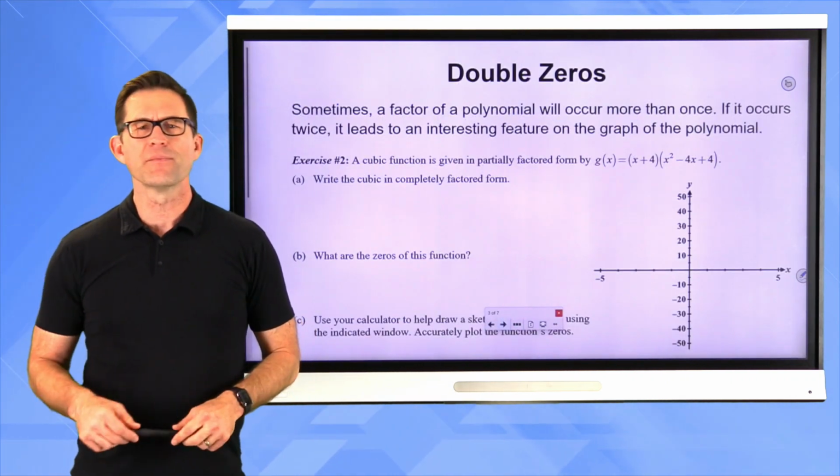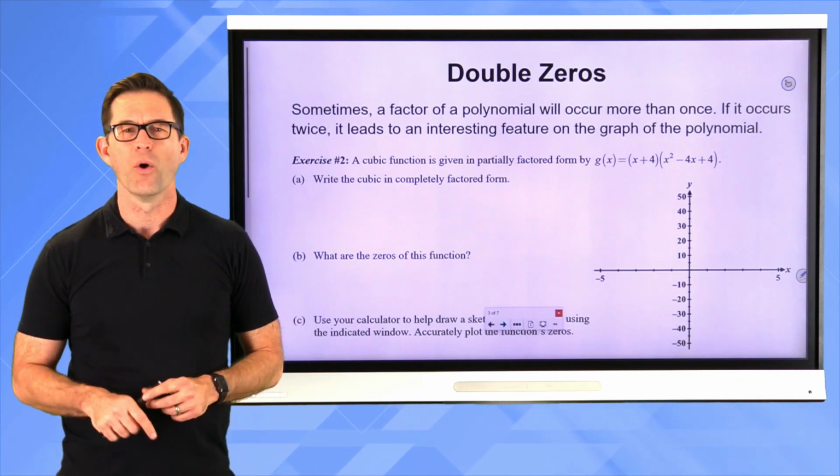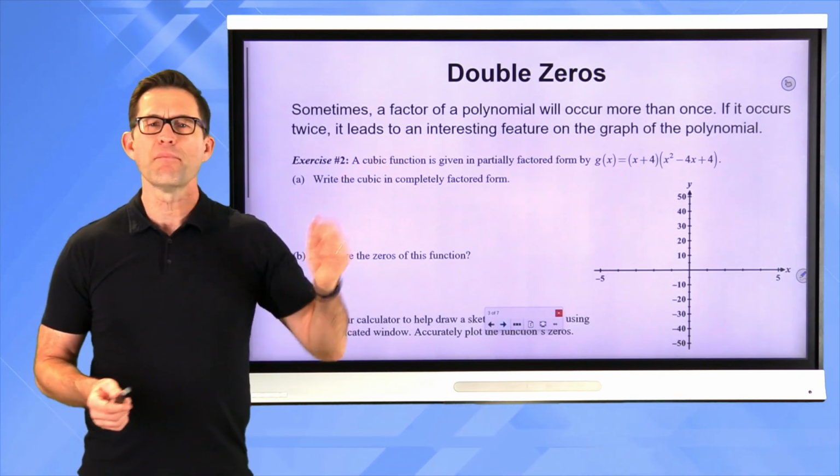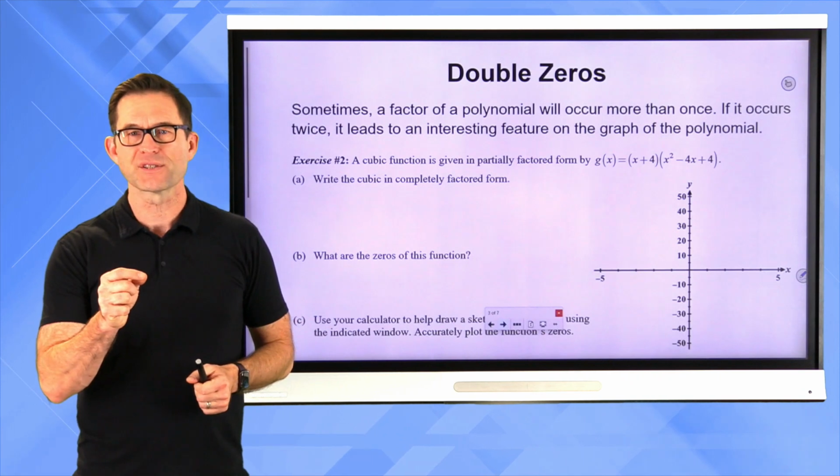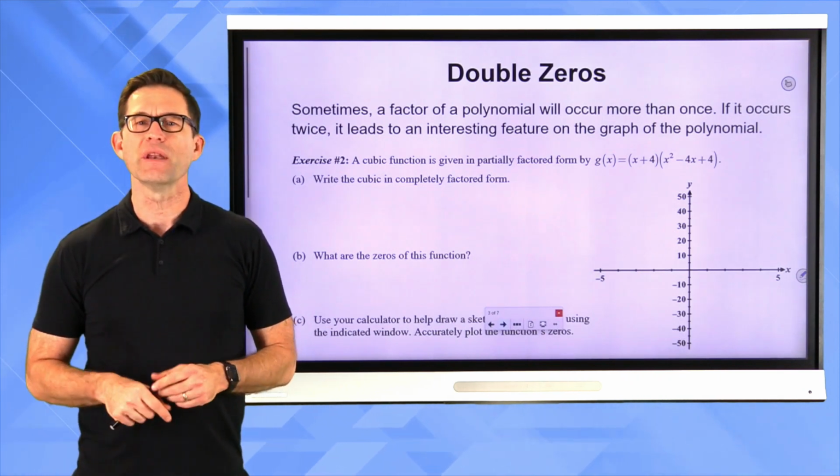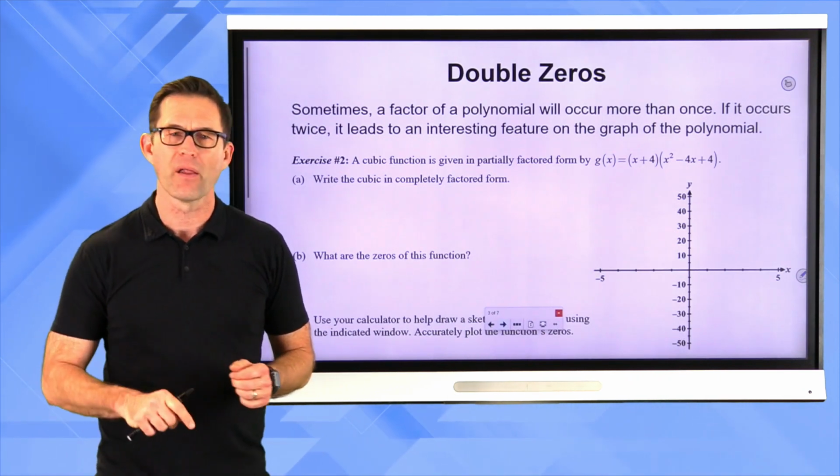Now we're going to talk about something called double zeros. This is sort of cool. Sometimes a factor of a polynomial will occur more than once. If it occurs twice, it leads to an interesting feature on the graph of the polynomial.